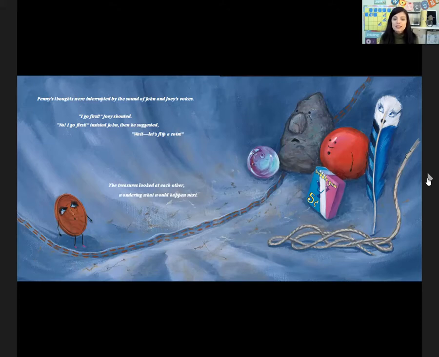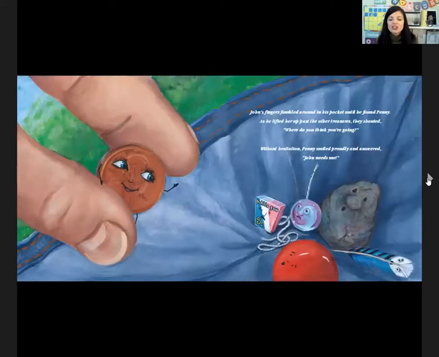The treasures looked at each other, wondering what would happen next. John's fingers fumbled around in his pocket until he found Penny. As he lifted her up past the other treasures, they shouted, "Where do you think you're going?" Without hesitation, Penny smiled proudly and answered, "John needs me."